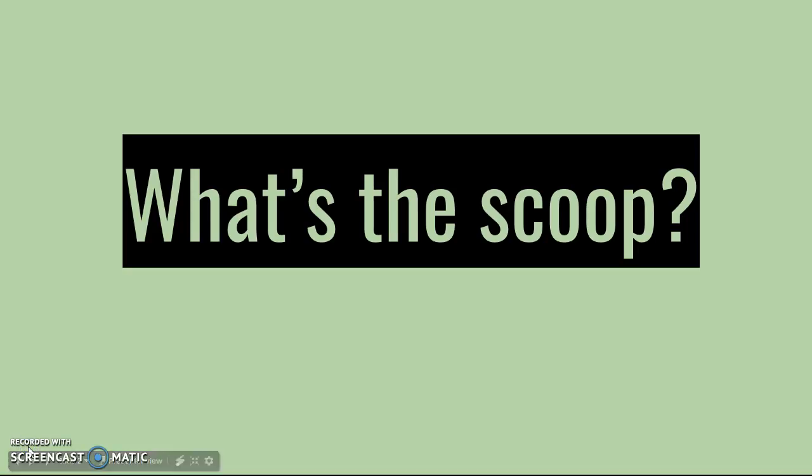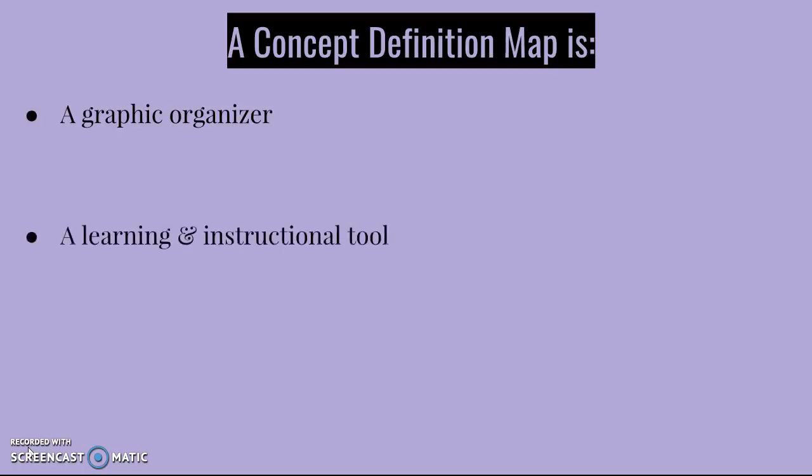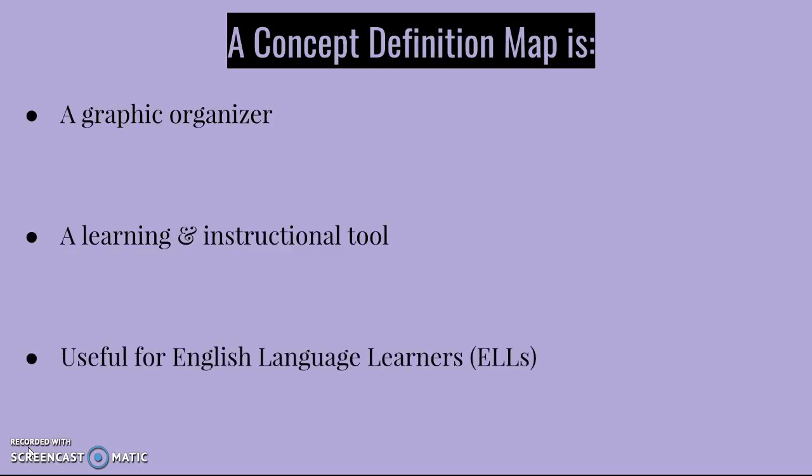Okay, so I'm here to show you budding future teachers out there a tool that promotes language acquisition, specifically a tool for building vocabulary. As you saw in the title slide, it's called a concept definition map. So, a concept definition map is pretty versatile. For me, it's primarily three things. It's a graphic organizer, a learning and instructional tool, as well it's useful for English language learners or ELLs.